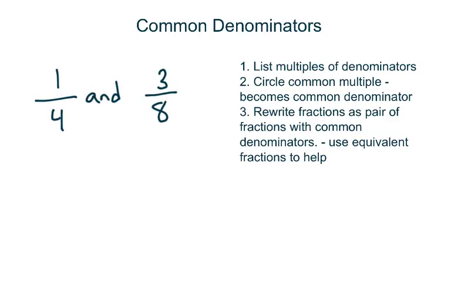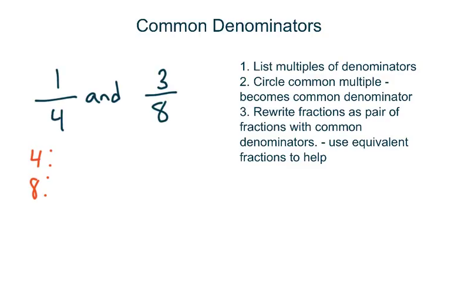The next thing we looked at was common denominators. So we have a few steps that we followed when we were finding our common denominators. The first step was to list the multiples of our denominator. The second thing was to circle the common multiple, and this becomes our common denominator. Then we're going to rewrite our fractions as pairs of fractions with that new common denominator, and we're going to use equivalent fractions to help us with that. That's a lot going on, but as you know, these 3 steps are not that hard as long as we work at them and follow the steps very well.